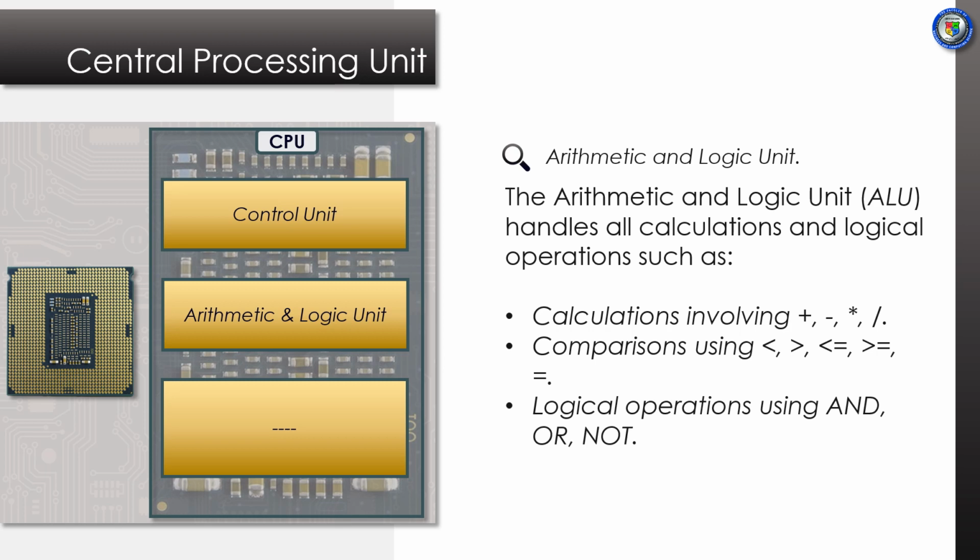The second part of the processor is the arithmetic and logic unit. This is the part of the processor which handles all the calculations and logical operations, such as calculations involving arithmetic operators, such as addition, subtraction, multiplication and division. All calculations involving comparators, such as less than, greater than, less than or equal to, greater than or equal to, or equal to. And finally, all the logical operations using logical operators such as and, or, and not.